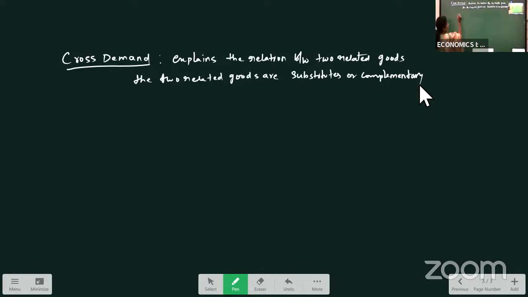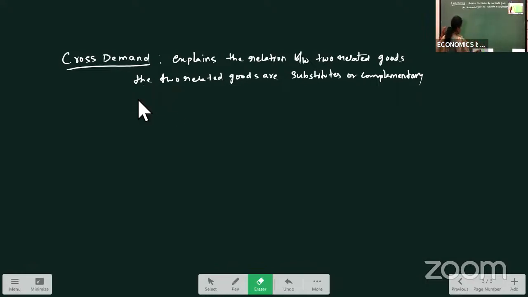Okay. What will happen in case of cross demand? Why do we call it cross demand? Because, for example, X and Y are related goods. So, if the price of X changes, demand for Y will change. Means the price of X will have an impact on demand for Y. That's why we call it cross demand.